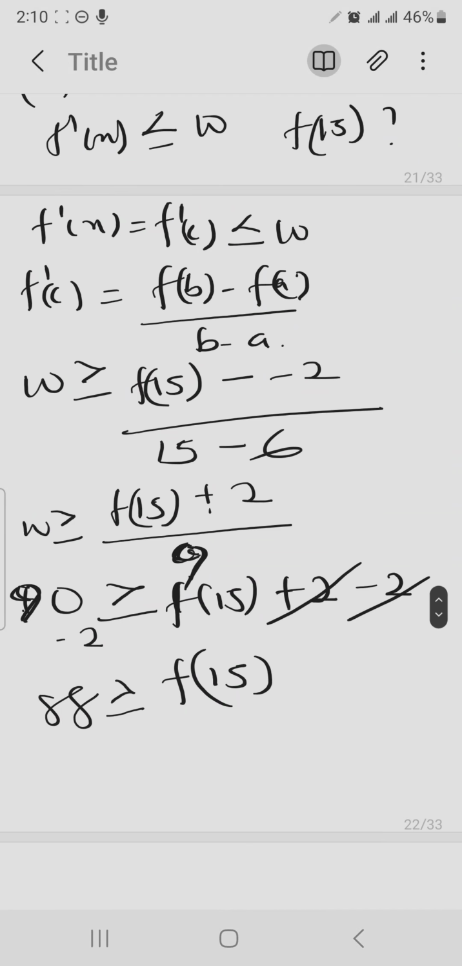I hope with this explanation that I've given so far, you understand what the mean value theorem is, and you can do any question pertaining to the MVT, mean value theorem. I wish you the best in your exam.